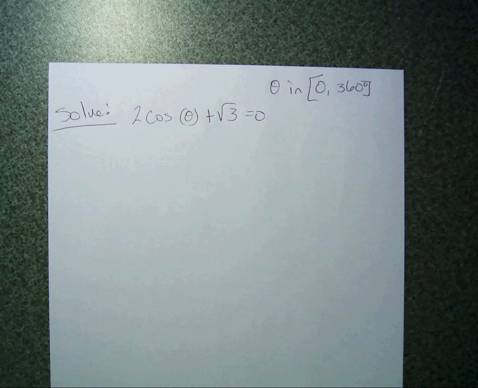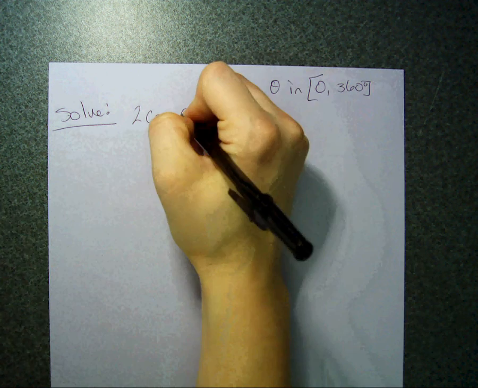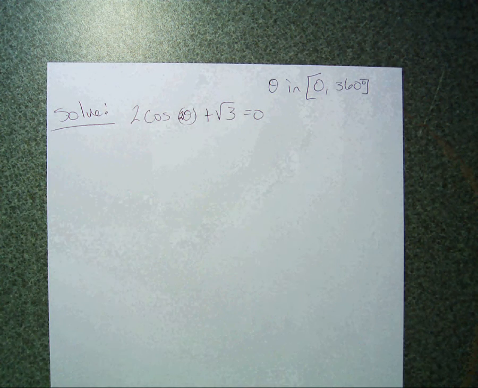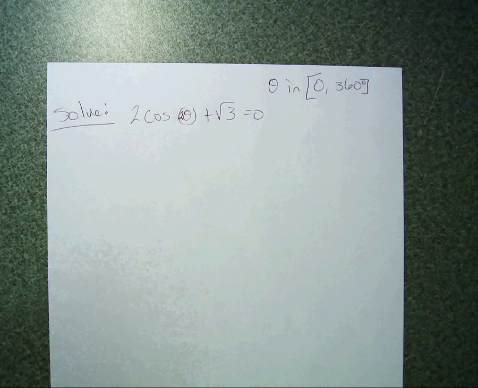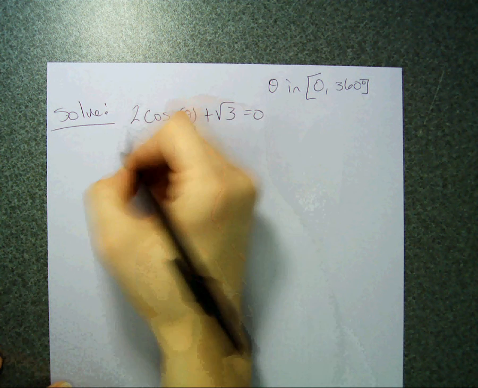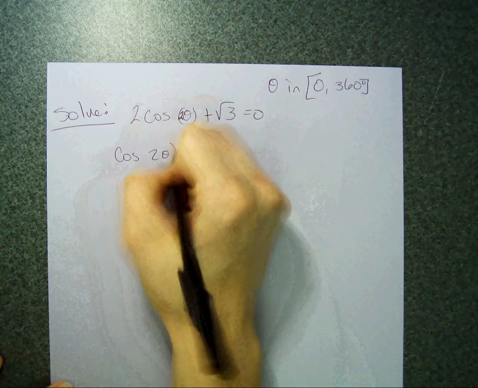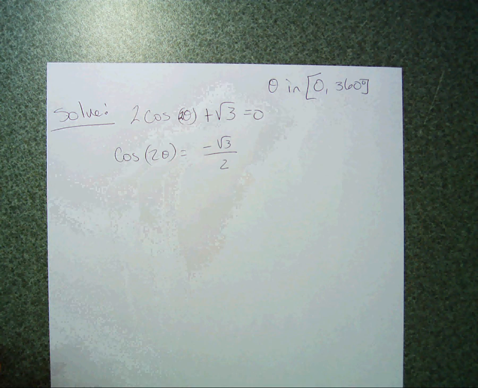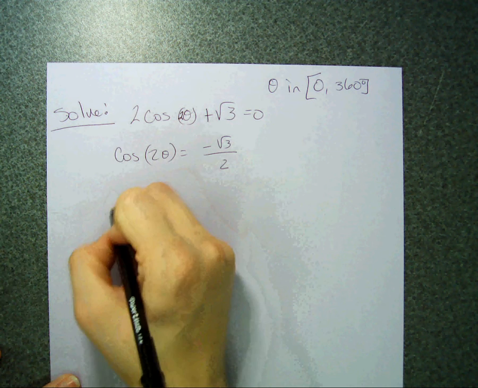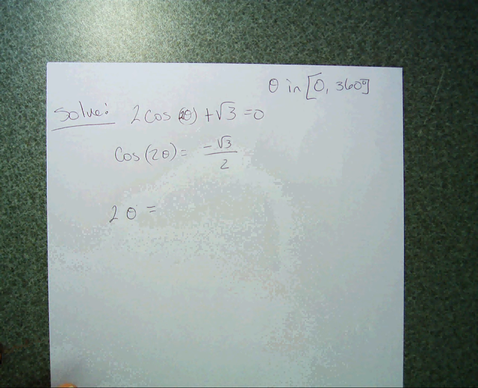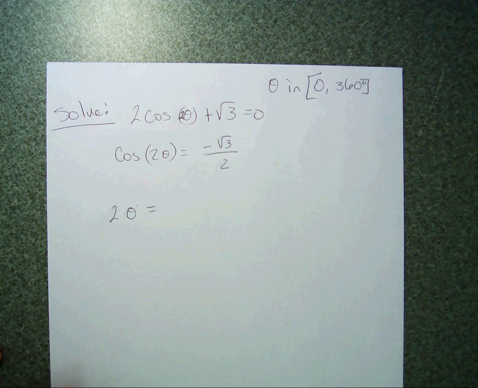How about a 2 in here? 2 theta. Alright, so I'm going to solve it just like I did before. Subtract the square root of 3 from both sides, divide by 2. I get cosine 2 theta equals negative square root of 3 over 2. So I have 2 theta equals, we said 5 pi over 6, which is 150 degrees.